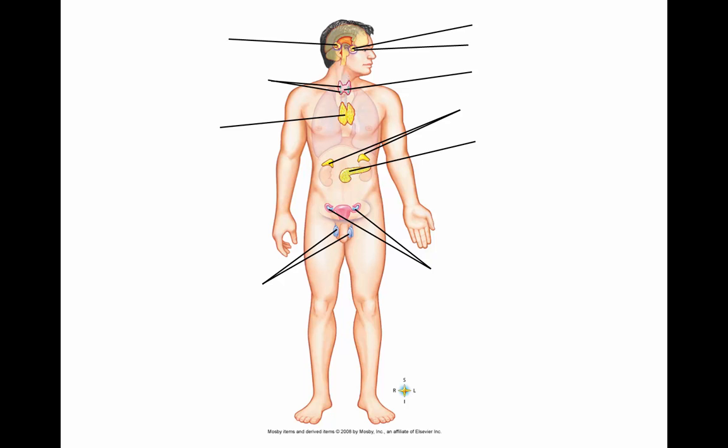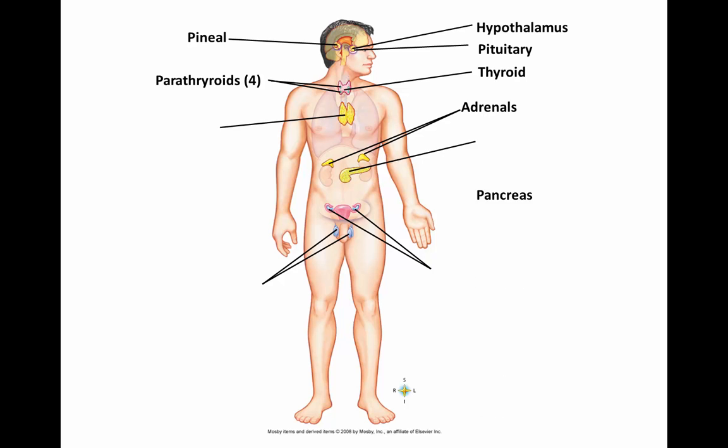Here we will identify some of the major endocrine glands in the human body. We begin with the hypothalamus, which connects the nervous system to the endocrine. Next we have the pituitary, pineal, thyroid, the four parathyroids located on the posterior side of the thyroid, two adrenals atop the kidneys, the pancreas, which also functions as an exocrine gland as an accessory organ of the digestive system, the thymus, a pair of testes in males, and a pair of ovaries in females.